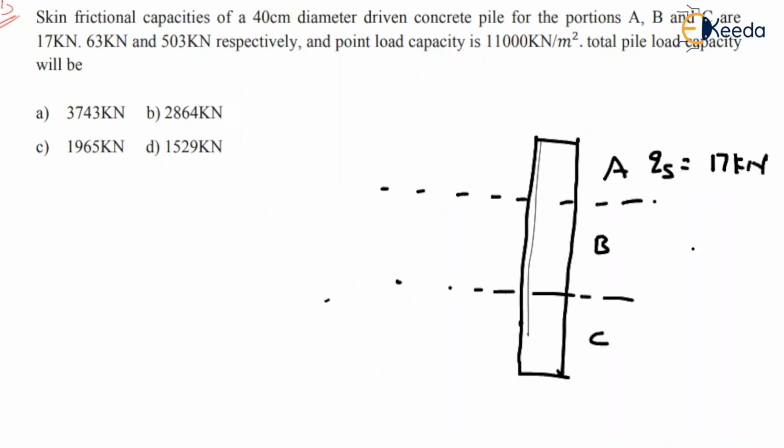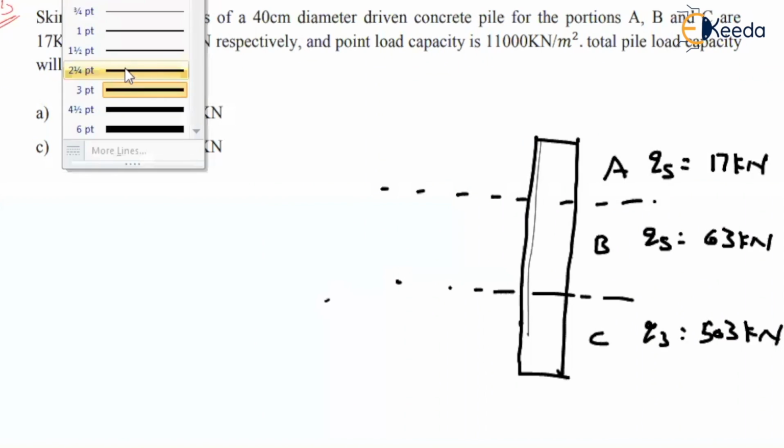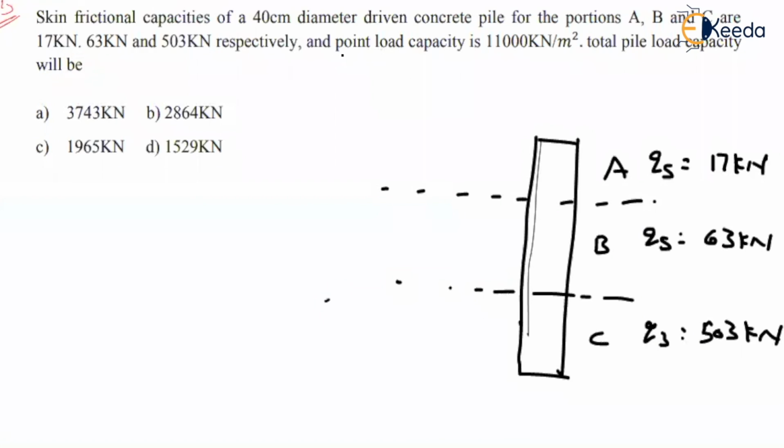17 kilonewton. What is the skin friction value in the part B? 63 kilonewton. What is it in C? That will be equal to 503 kilonewton. So, what have they given? They have given the point load capacity. That means indirectly they have given the end bearing resistance. How much? 11,000 kilonewton per meter square.